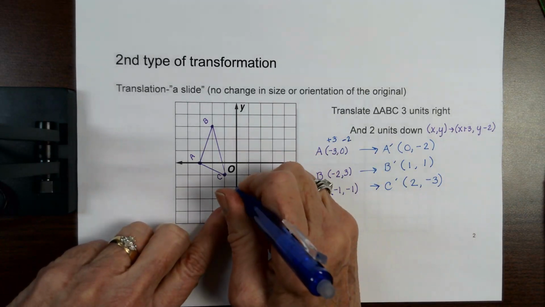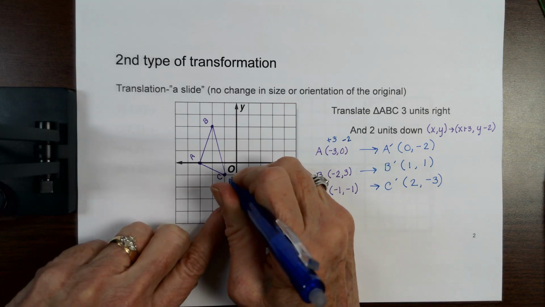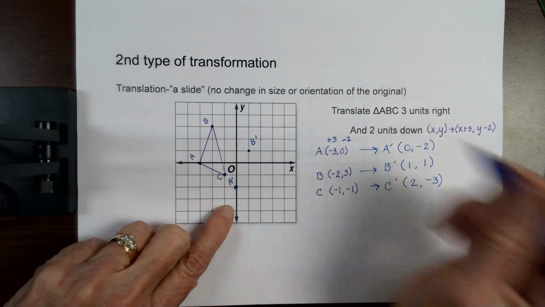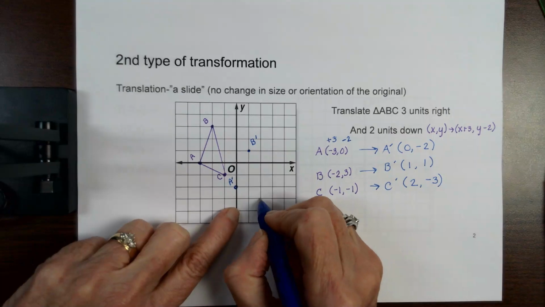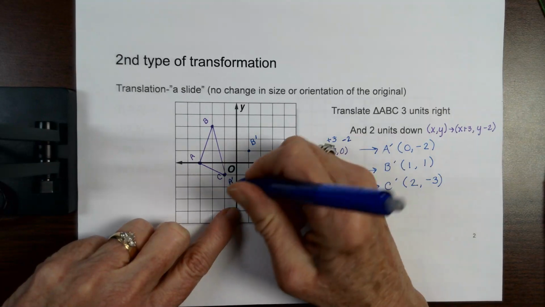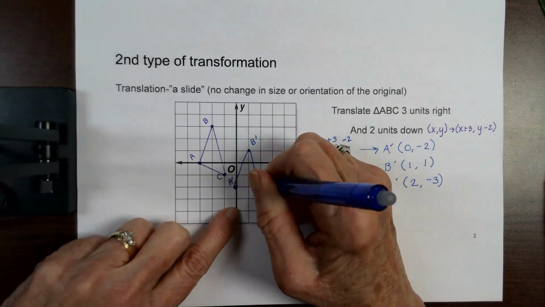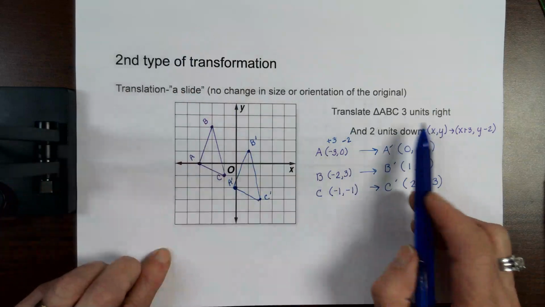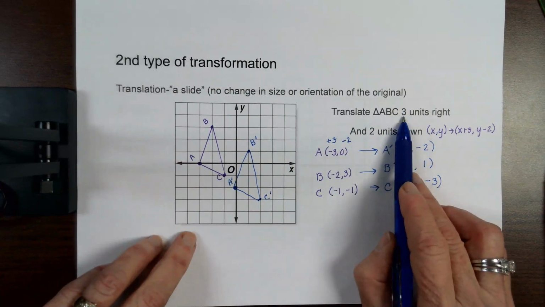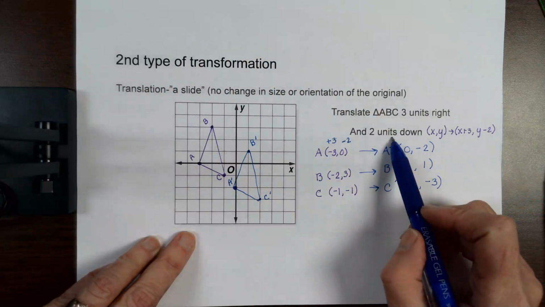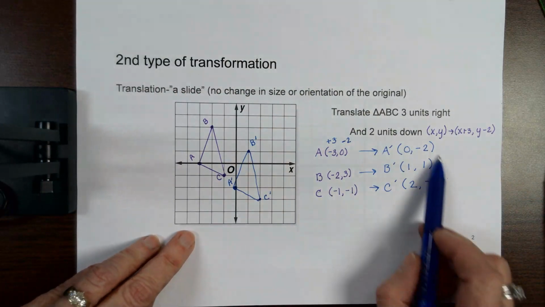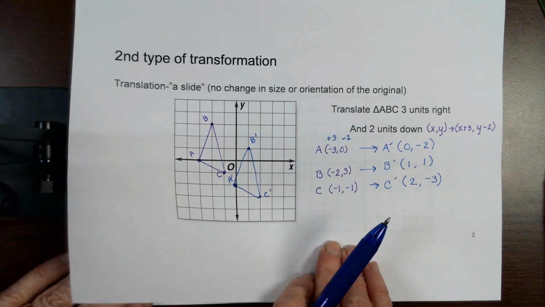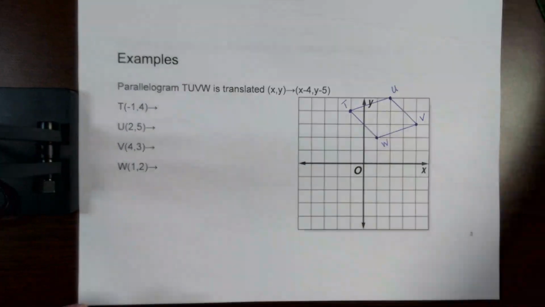So 0, -2 is a prime. 1, 1 is b prime. And 2, -3 is c prime. So you can see what happened was I just took this original shape and I slid it. Okay? Went right 3 units and I went down 2 units. But if you do it this way, all you got to do is graph your new spots. Okay, let's do another example of that.